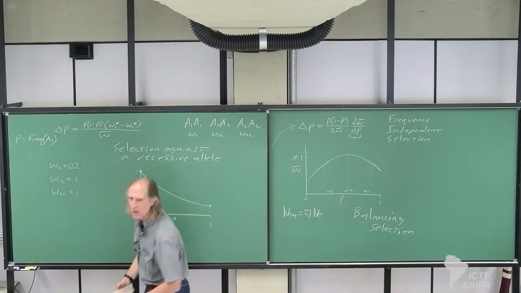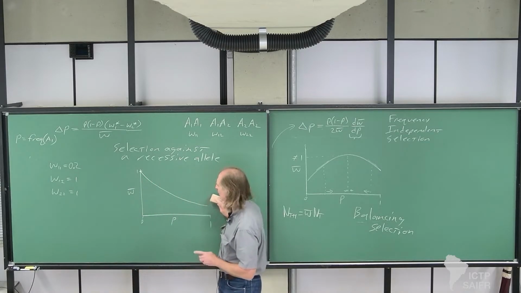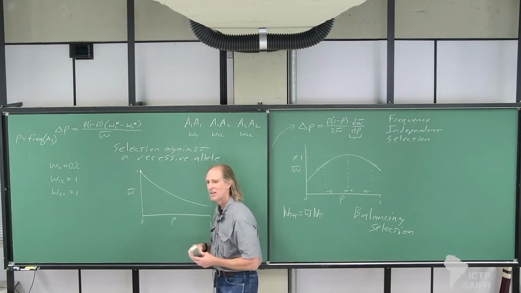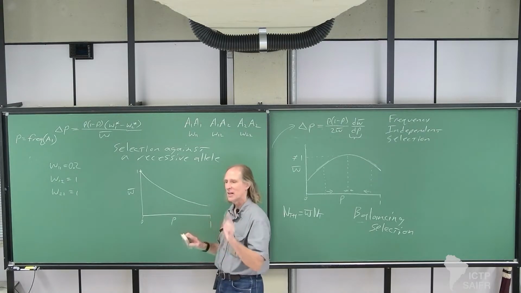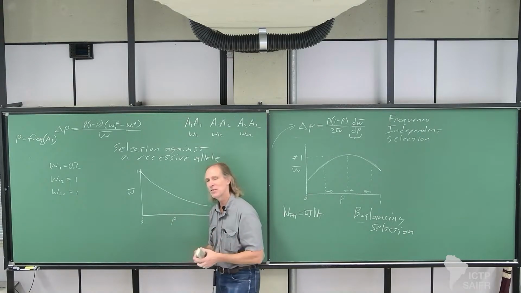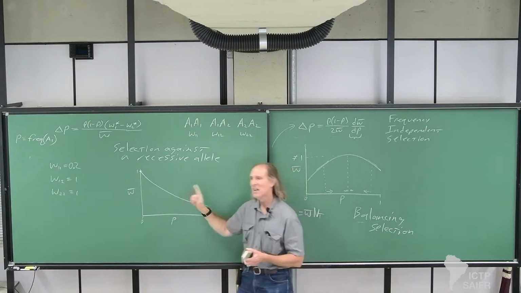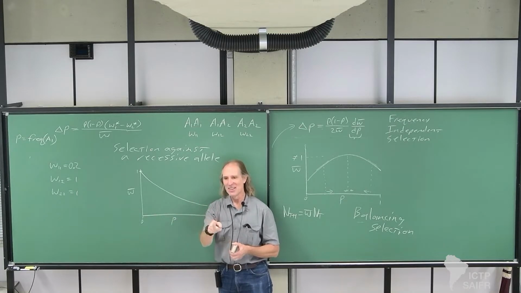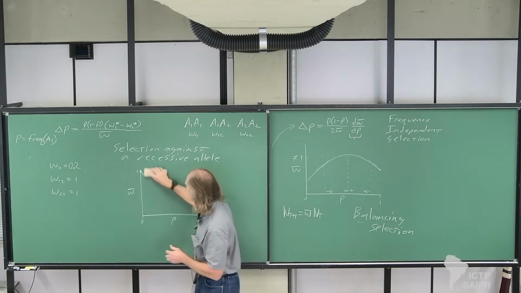Yes? But if the heterozygotes have W equals 1, shouldn't it be at p equals 1/2 at 1? Yes, it should. What you're getting at, thank you for asking. I'm standing up here drawing this, and I'm looking at it at an angle. I drew this wrong. I didn't notice it until you asked your question, and then I see where you're going with this. I drew this wrong. Thank you.